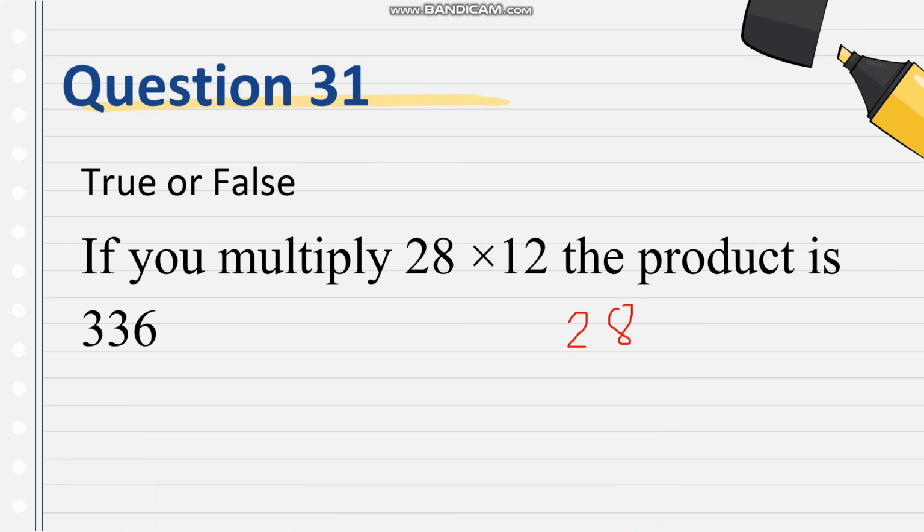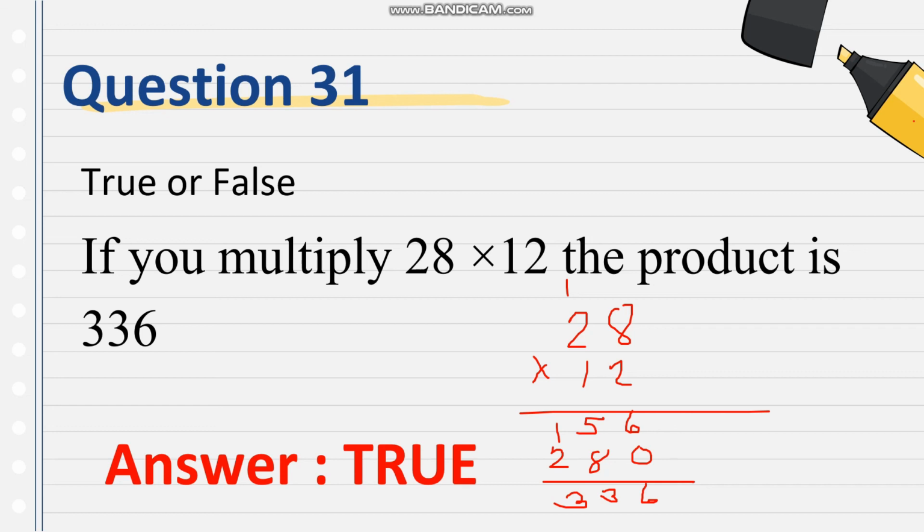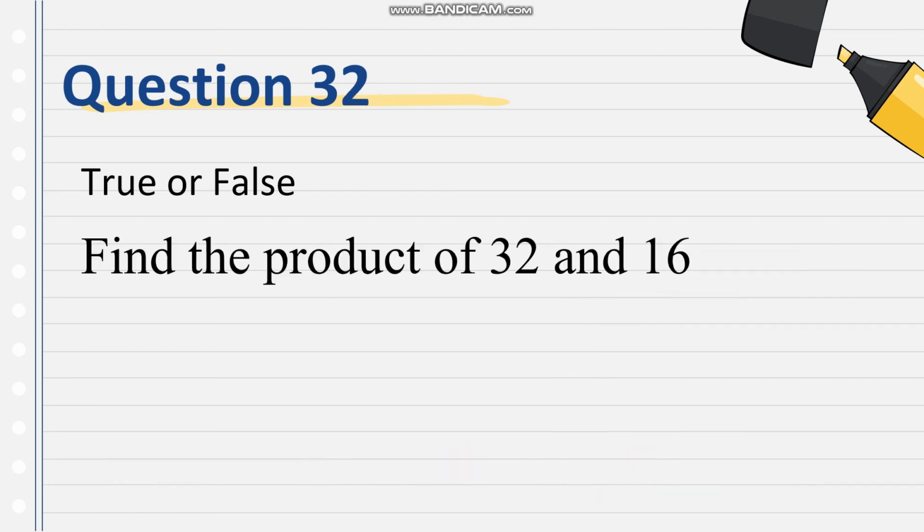True or false? If you multiply 28 by 12, the product is 336. So let's find out. 28 multiplied by 12. 2 times 8 is 16, regroup 1. 2 times 2 is 4 plus 1 is 5. Then we need to put 0. 1 times 8 is 8. 1 times 2 is 2. Then add. 6 plus 0 is 6. 8 plus 5 is 13, regroup 1. 2 plus 1 is 3. So the answer is 336. That's why that statement is true.